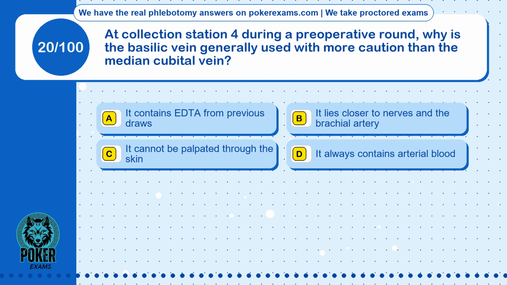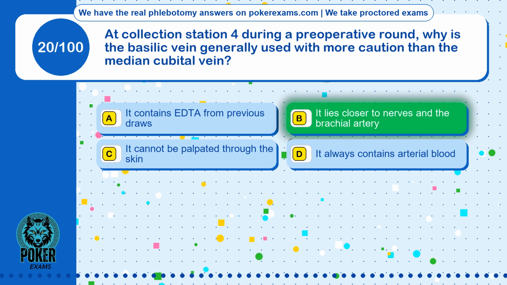Question 20. At collection station 4 during a preoperative round, why is the basilic vein generally used with more caution than the median cubital vein? Option A. It contains EDTA from previous draws. Option B. It lies closer to nerves and the brachial artery. Option C. It cannot be palpated through the skin. Option D. It always contains arterial blood.